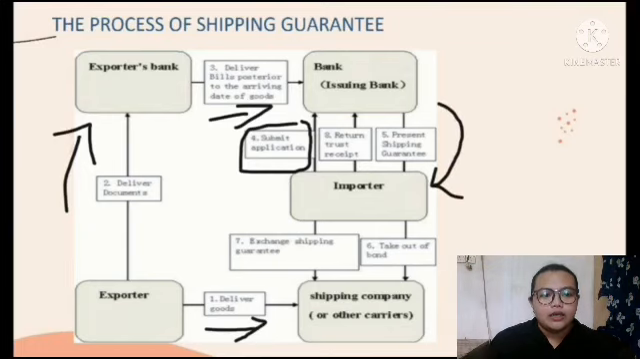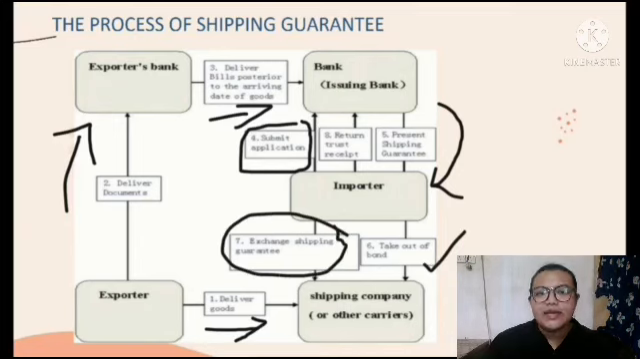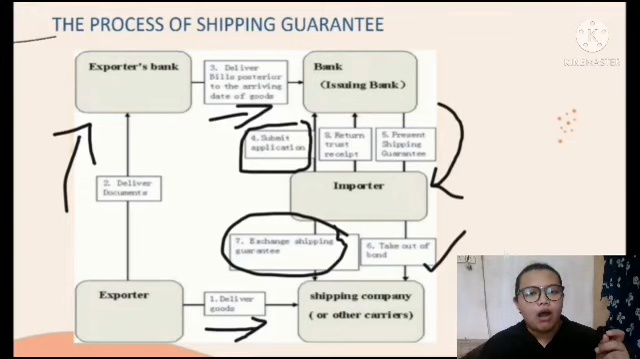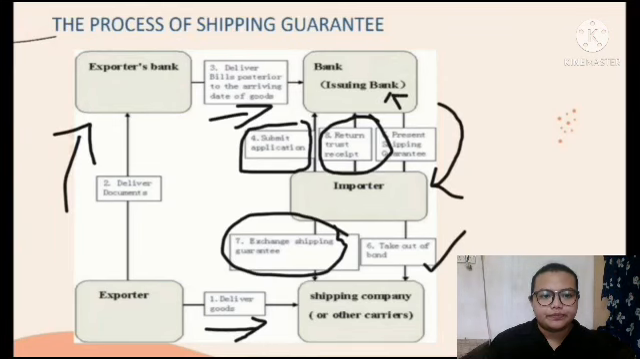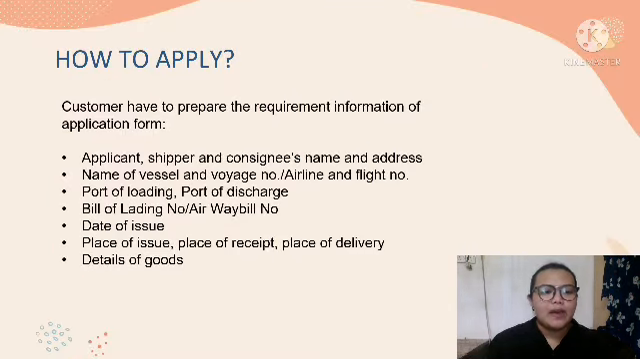And then the issuing bank provides the shipping guarantee to the importer. Now the importer is able to take out the bond from the shipping company by exchanging the shipping guarantee. So in this case, if the goods arrive earlier or the bill of lading is absent, the importer can use this shipping guarantee to claim their goods. After all of the transactions are done, the importer can return the trust receipt to the issuing bank. So the next part is about how to apply for shipping guarantee.